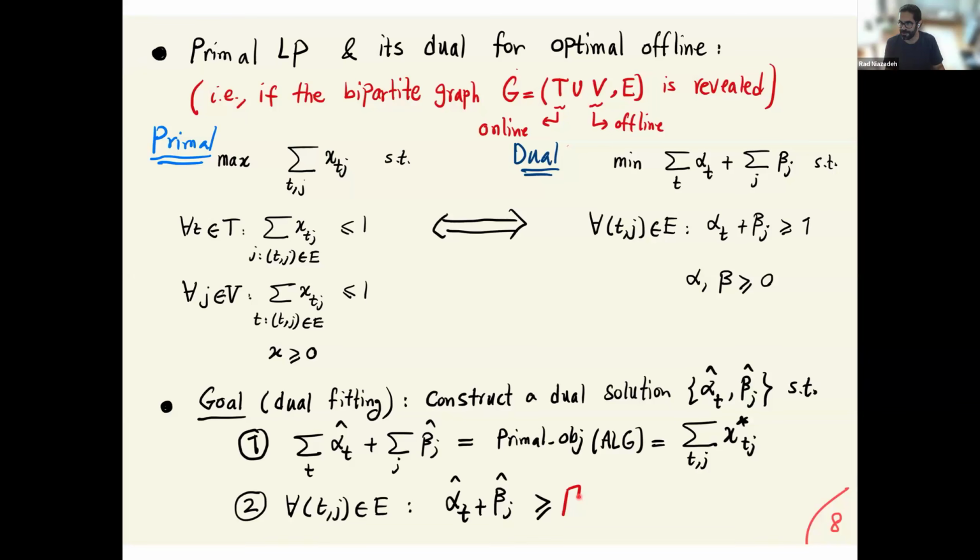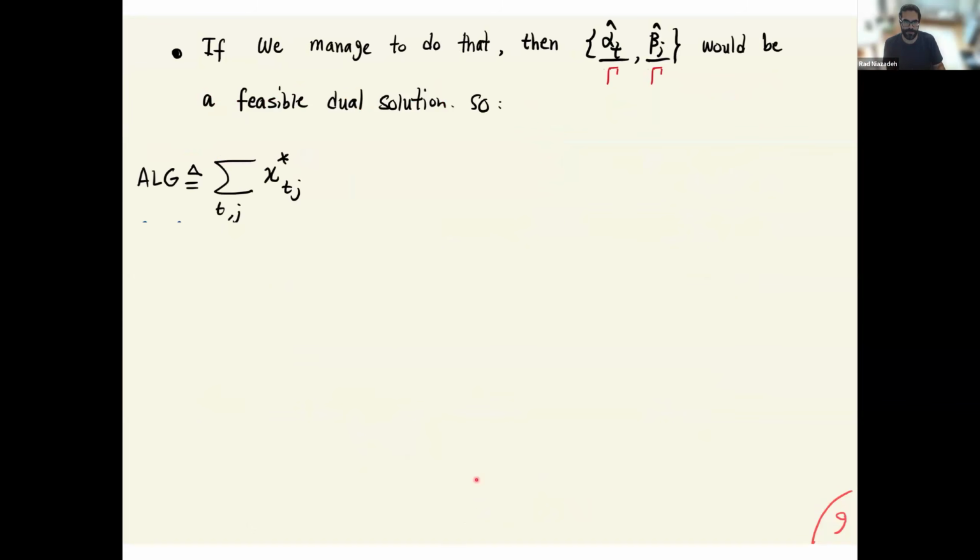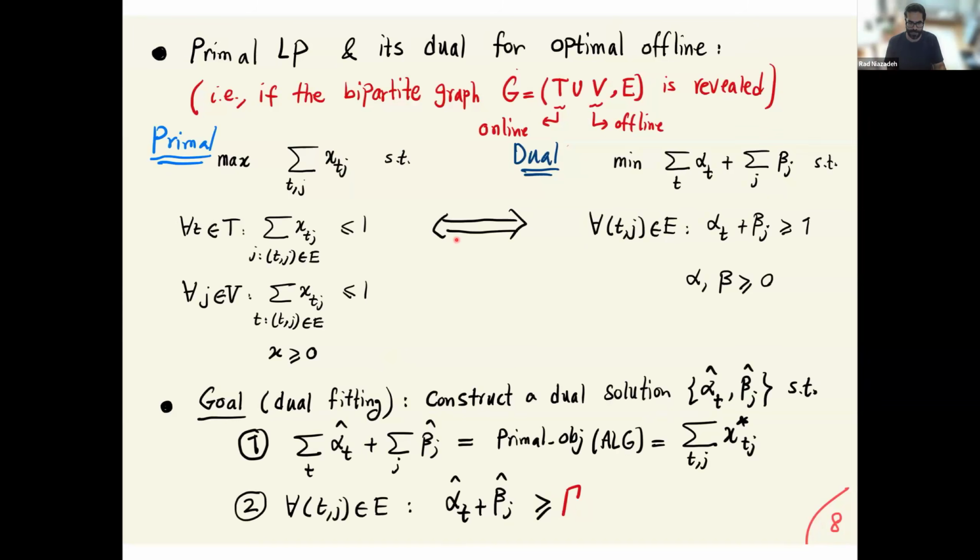So this is too good to be true. The name of the game is trying to find a certificate that will give you the maximum possible gamma. Let me show you quickly why having this certificate will show the approximate optimality of the primal. In fact, if you look at a dual solution like this and divide it by gamma, it's going to be a feasible dual solution for your dual program.